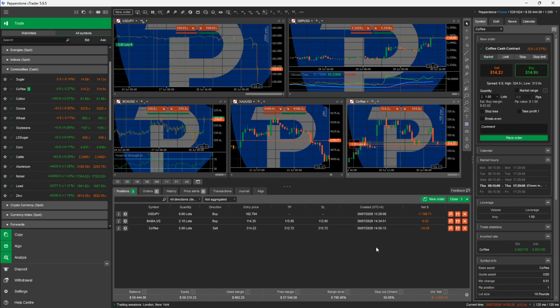That is the full process for placing a commodity trade on Pepperstone using Trader. Follow these steps carefully each time you trade, so you can stay organized and accurate when entering the market.